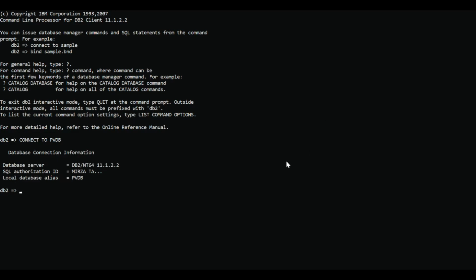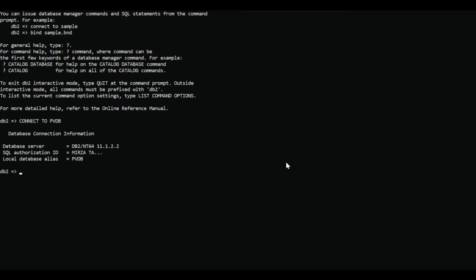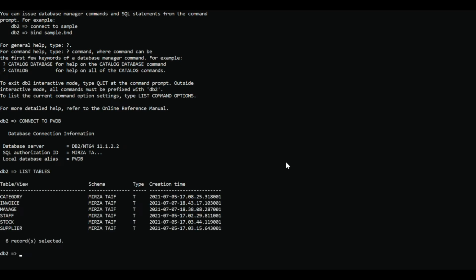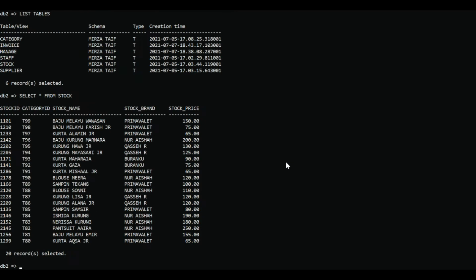So let's connect first. Now let's take a look at our tables. So we have 6 tables for this database. Now let's take a look at each and every one of them. So let's start with stocks. We have 20 records of that.